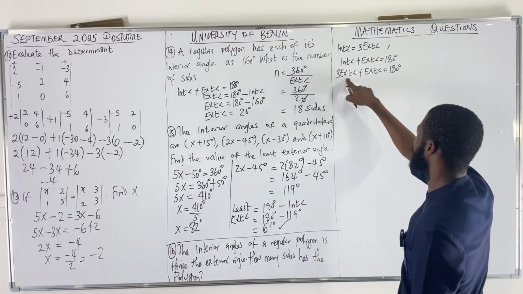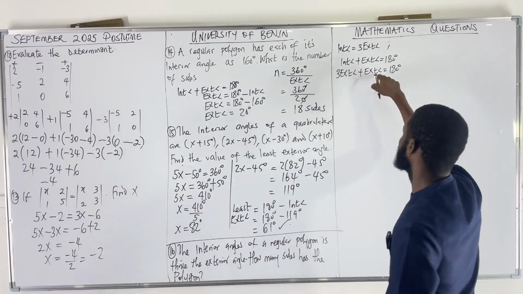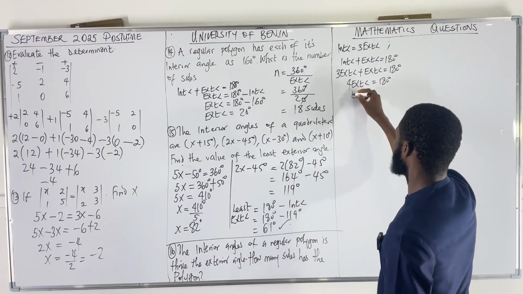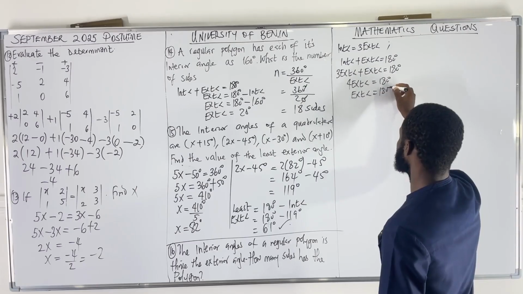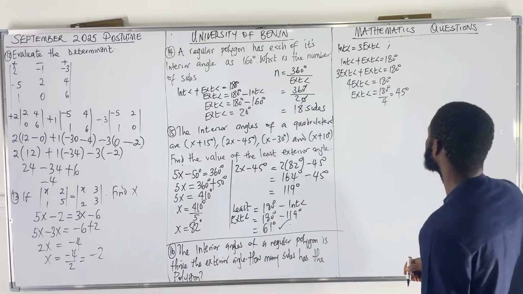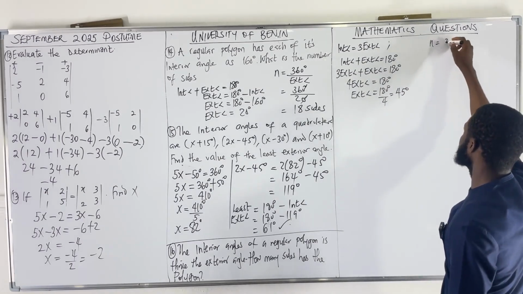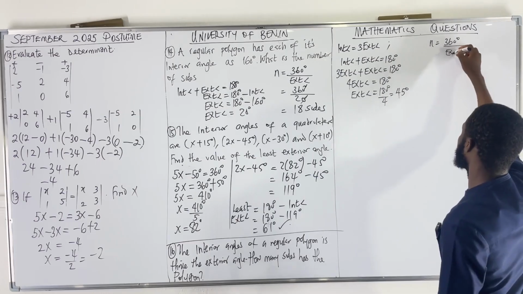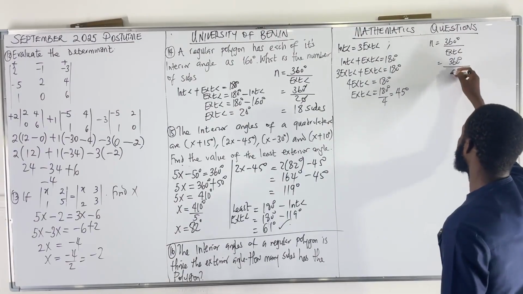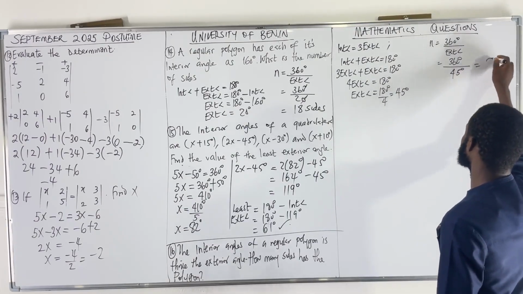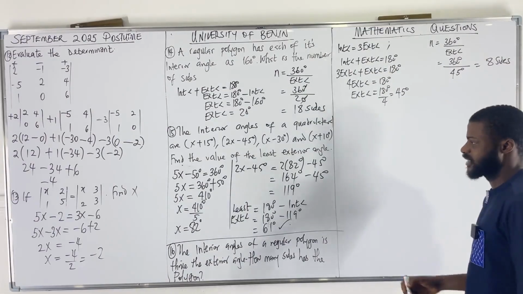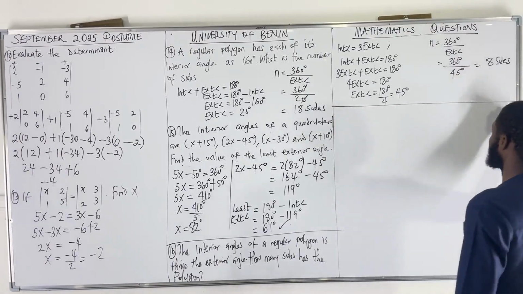So this will be 3 exterior angle plus exterior angle equal to 180 degrees. 3 exterior angle plus another exterior angle will be 4 exterior angles equal to 180. So to get the exterior angle, that will be 180 degrees all over 4, giving us 45 degrees. Now the number of sides is 360 degrees divided by the exterior angle. So this is 360 degrees divided by 45, which gives us 8. So that will be 8 sides. That's an octagon. So that's the answer to that very equation.